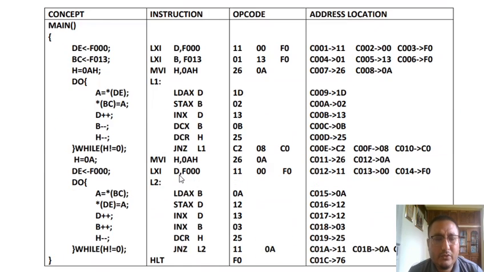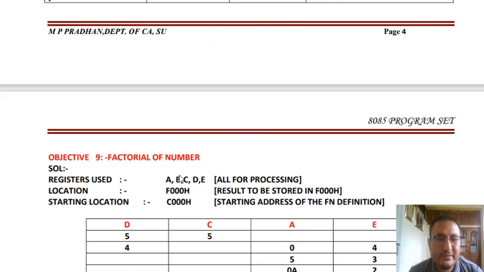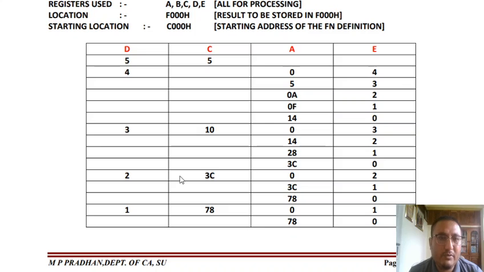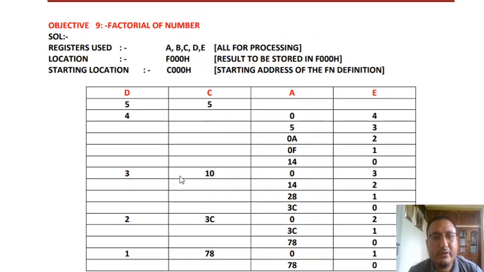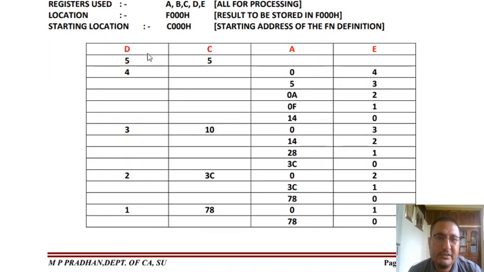Now let us move on to the next objective, and it's a very interesting objective: finding the factorial of a number. You must all have found the factorial of a number. Let us consider we are finding the factorial of the number 5. Let us consider D is keeping track of that particular number, so D is initialized with the number we want to find the factorial of. Whenever we are finding a factorial, we need to perform successive addition.